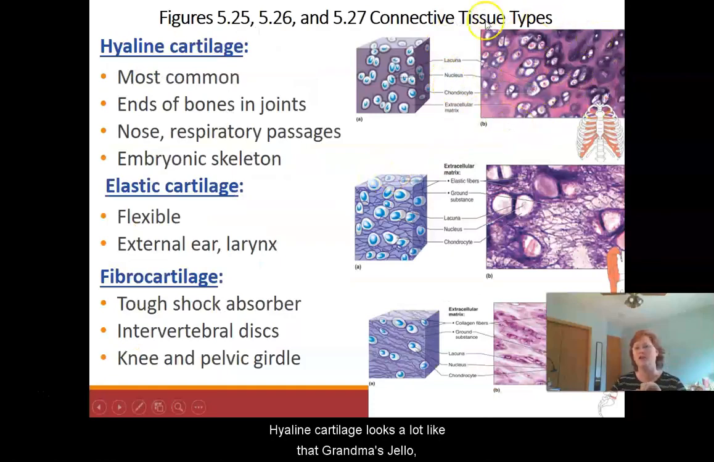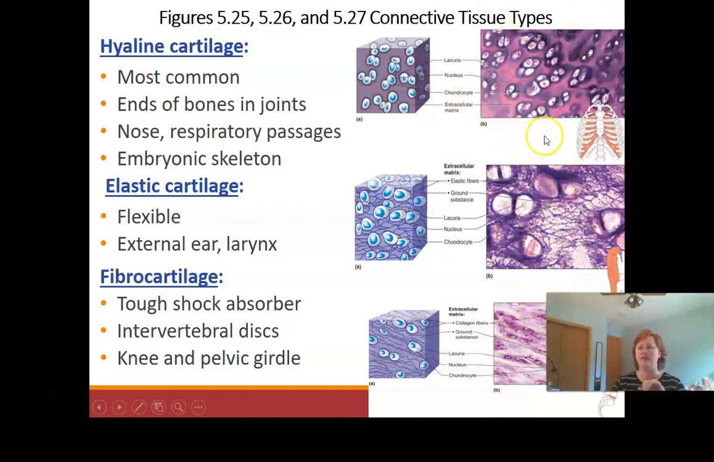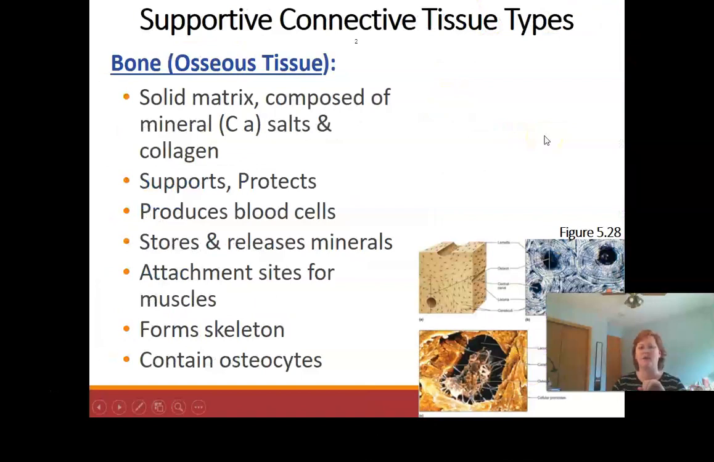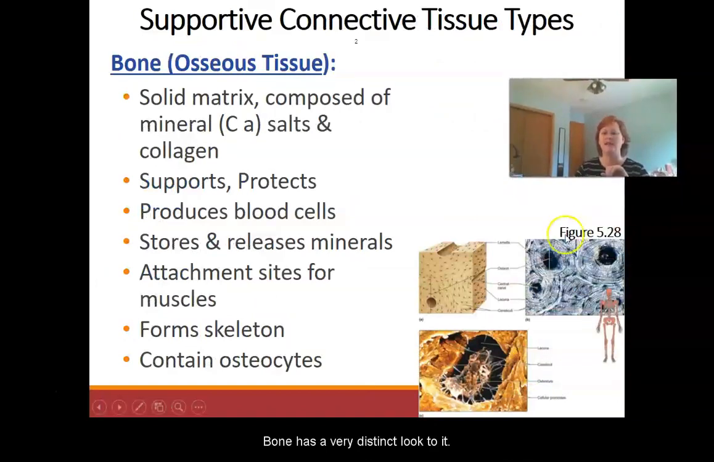Hyaline cartilage looks a lot like that grandma's jello, right? Where you've got lots of matrix, the gelatin, and then your little marshmallow cells kind of embedded in it. Whereas elastic and fibrocartilage have those same bubbles, but lots and lots of fibers now mixed in because these are tougher than the hyaline cartilage. Bone has a very distinct look to it. It looks like you took a tree and cut it in half, and you can see the rings of the tree.